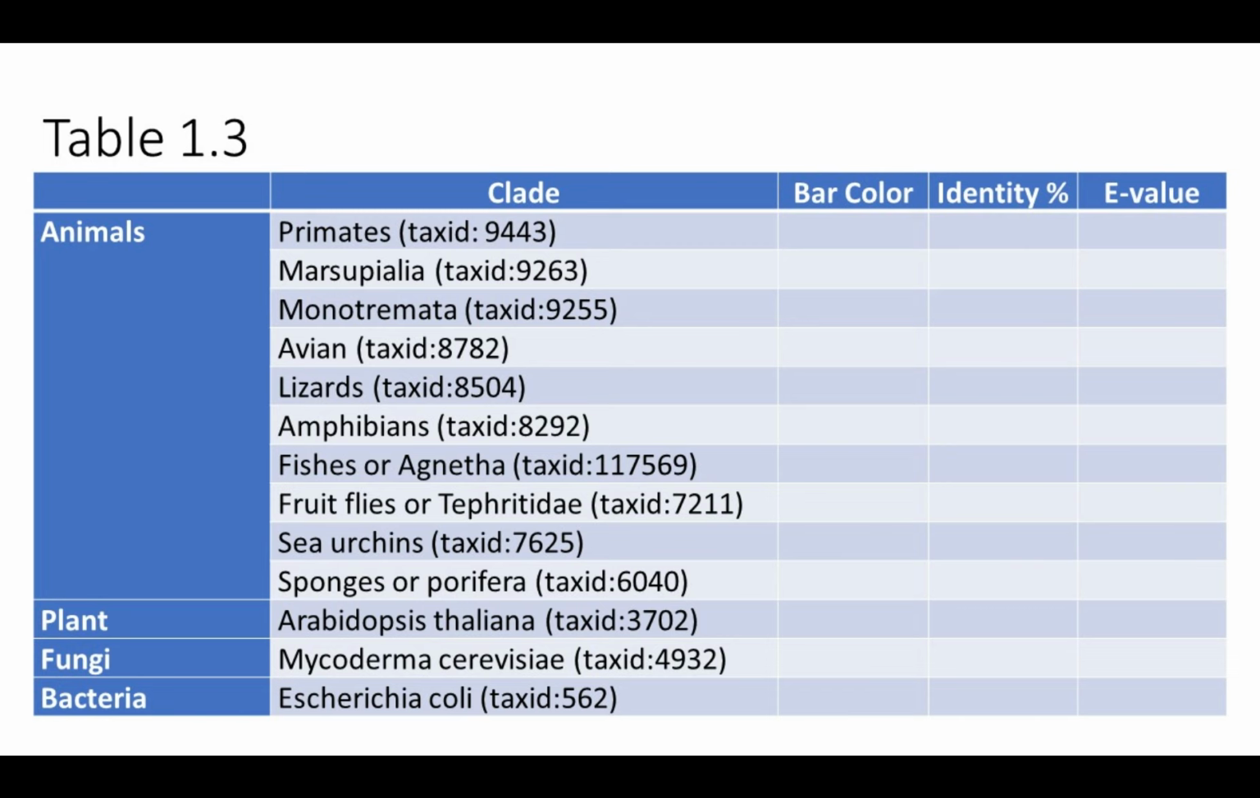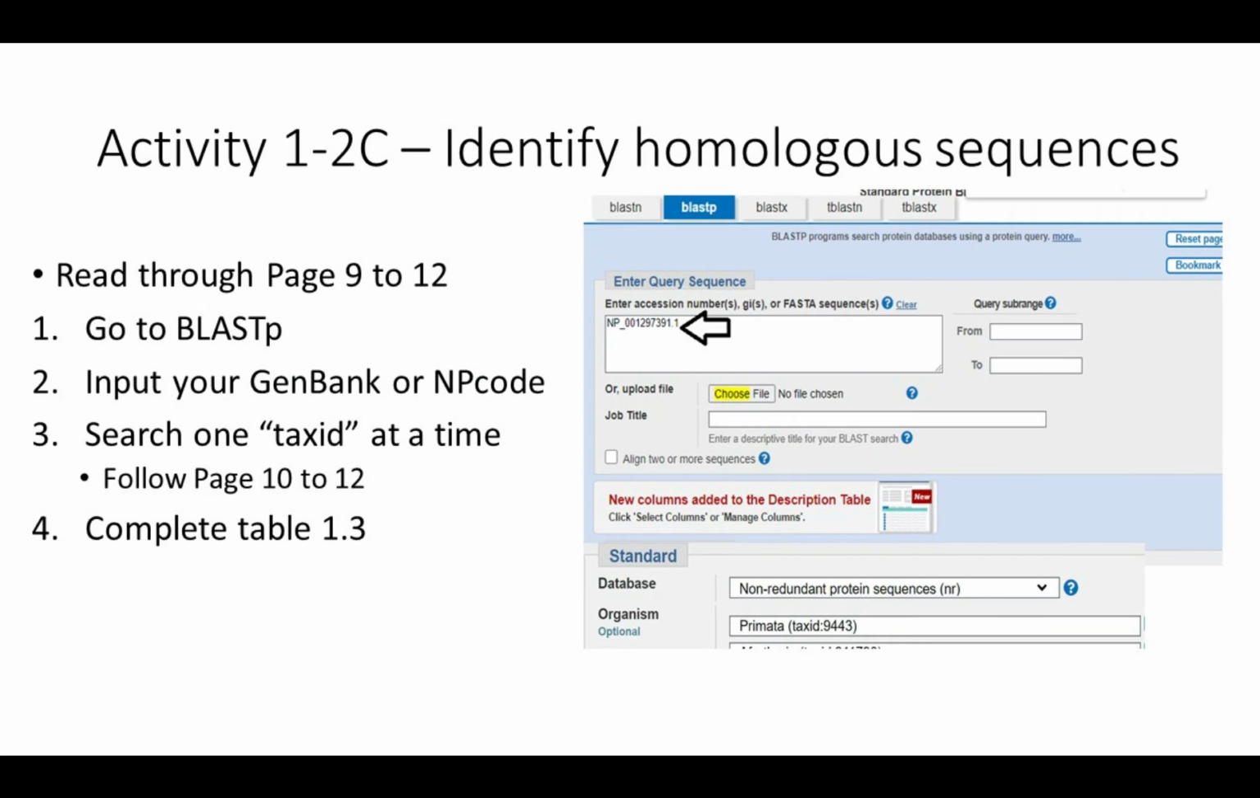So what you guys are going to do is search one taxid at a time, and just follow page 10 to 12. And you're going to input that taxid like right here. Like for example, the first taxid is primates. Just put down under organism right here, taxid 9443, and just select the first one. All right, and afterward you can hit the word blast. All right, so let's do that first. So again, input your gene code, and then put in one of the taxid names, and then hit blast. And I'll wait for you guys.